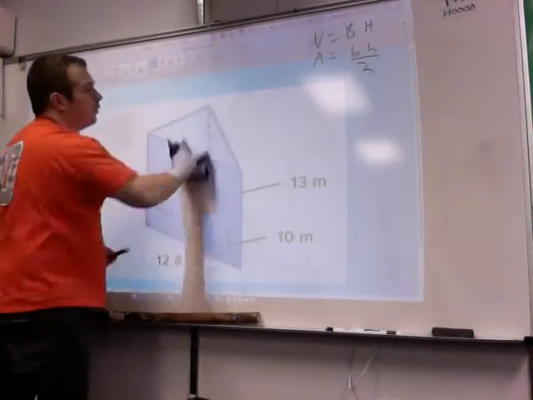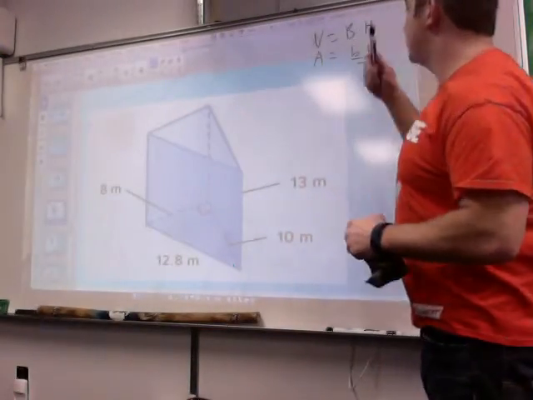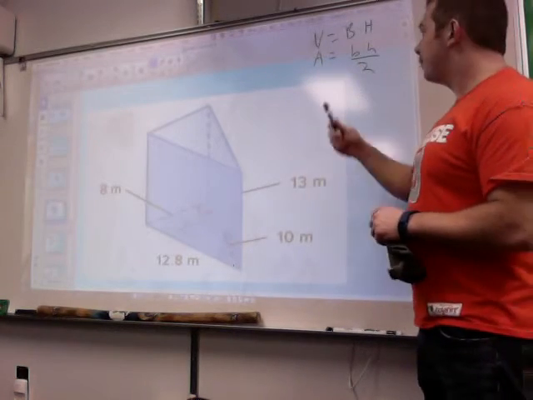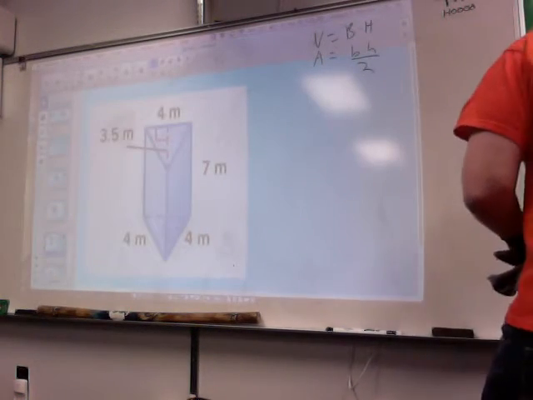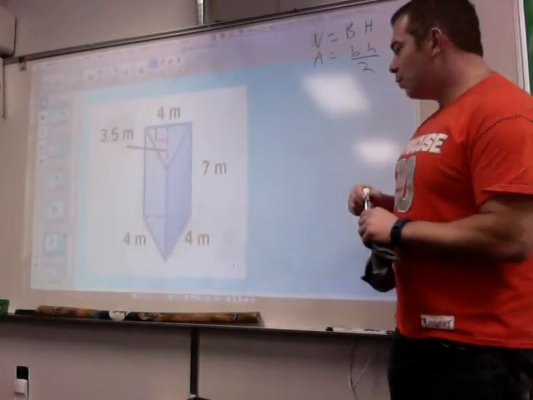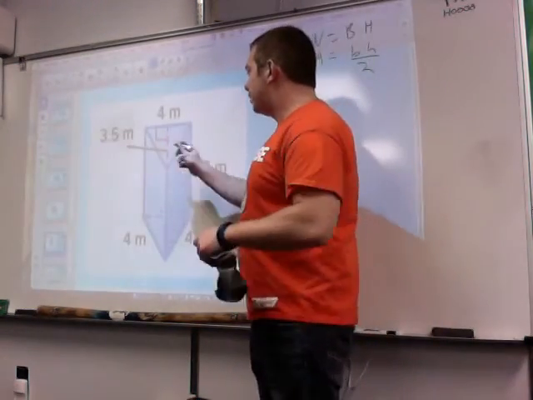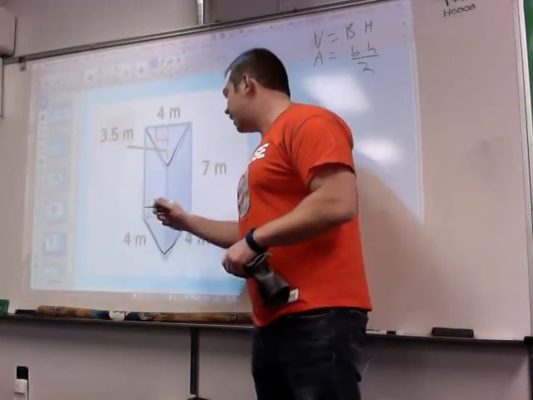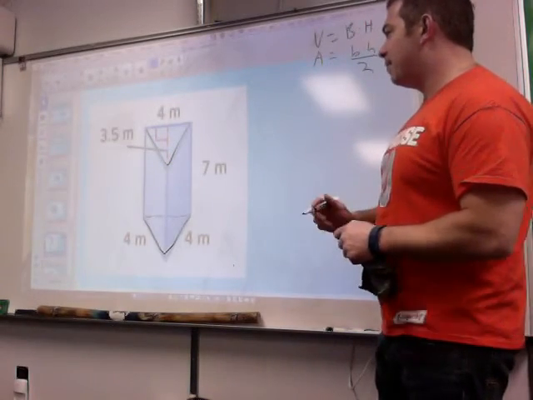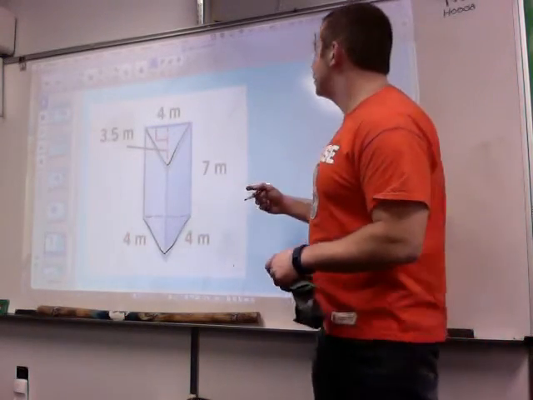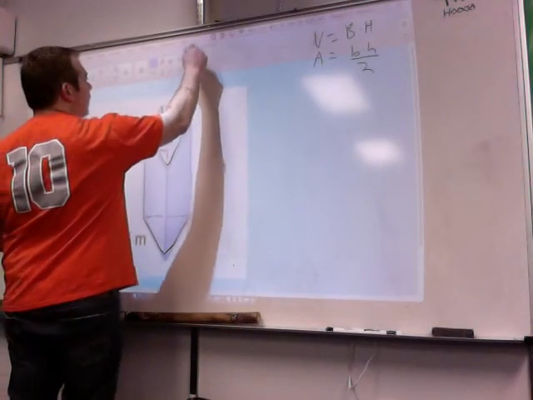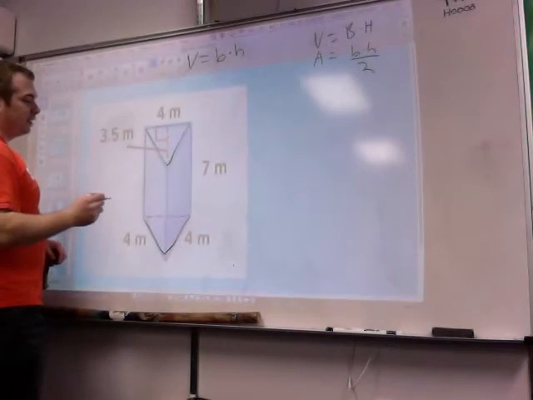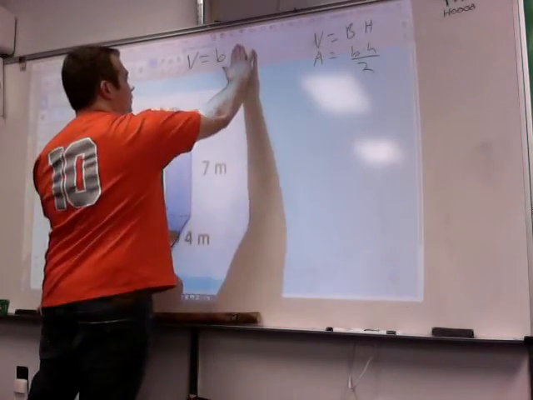All right, I'm going to keep these formulas up here. Volume equals base times height, but to get the base, I need to find the area of a triangle. All right. So let's do this example right here. We have our base. Remember, this could be my base, if they give me those measurements, and that could be my base down there. Now I see my height already. My height looks like it is 7 meters. So keeping in mind that volume equals base times height, my height is going to be 7 meters.